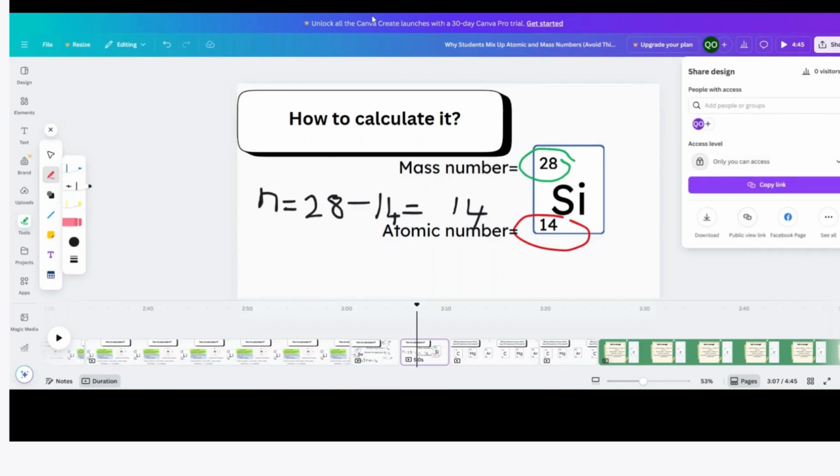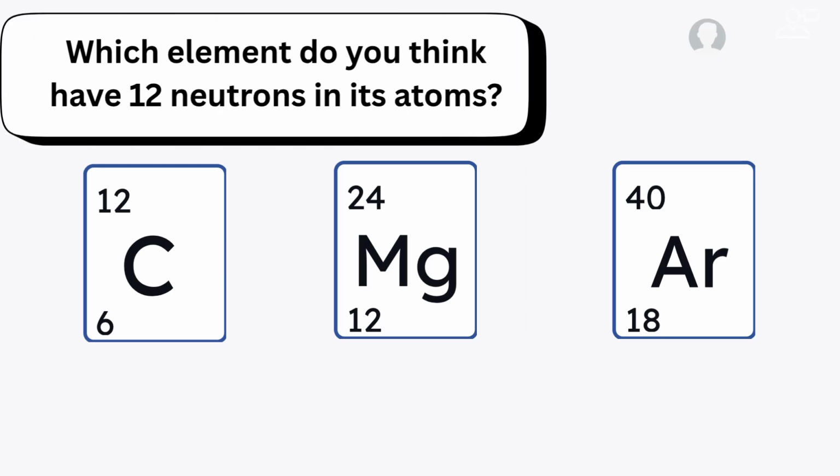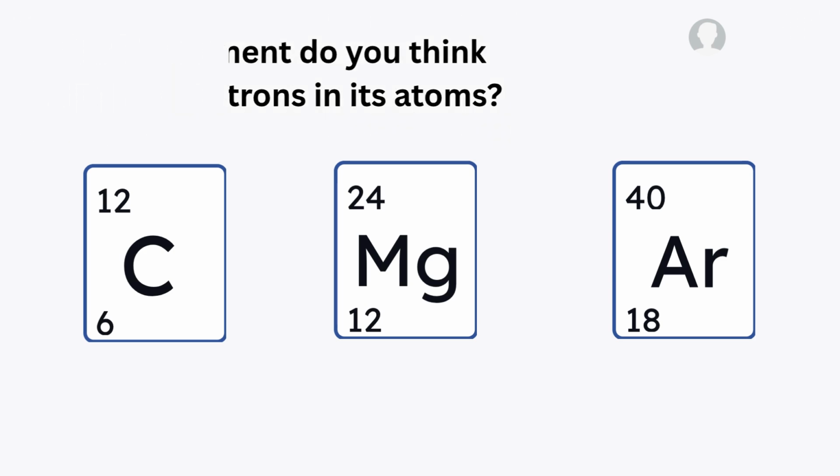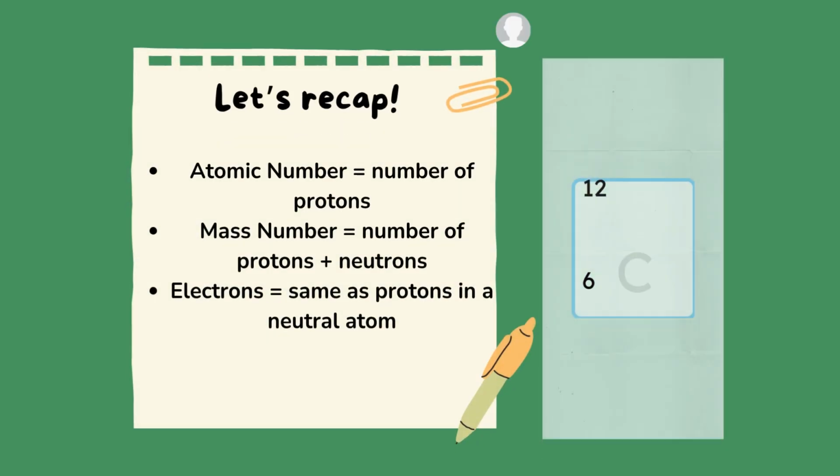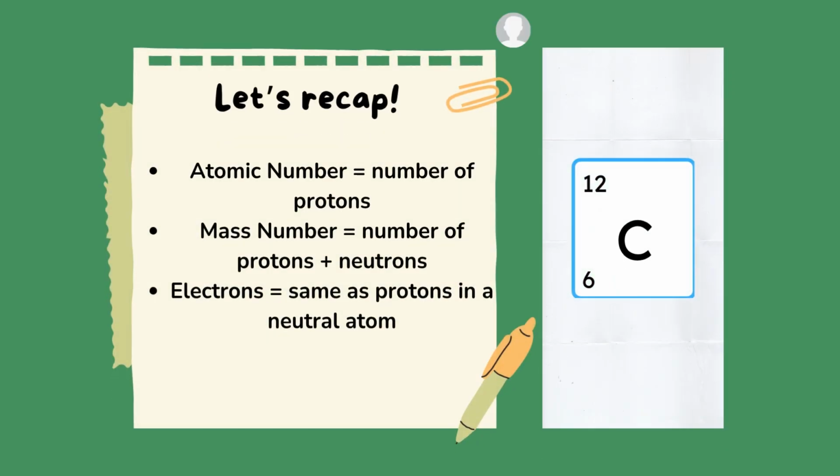Let's see if you can work this out. Which element do you think has 12 neutrons in its atoms? Let's recap. So the atomic number is the number of protons. The mass number is the number of protons and neutrons. And the electrons is the same as the protons in a neutral atom.